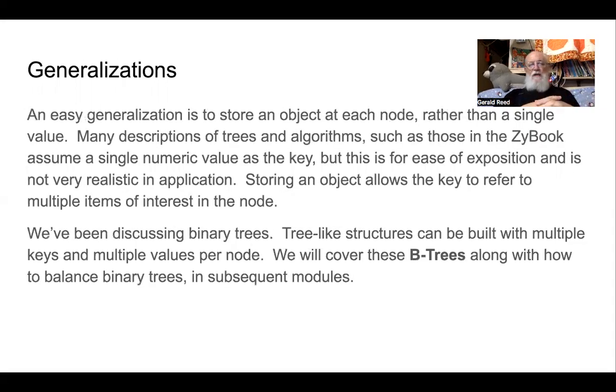Let's look at some generalizations, because when you look at the diagrams, my earlier diagrams or diagrams in books like the Zybook, they often use a single numerical value for the key. So if you look at those boxes that represent nodes in a diagram, all you see is a number. That makes it easy maybe to explain, because everybody knows that 3 is less than 5 and 7 is greater than 5. But it also is not very realistic.